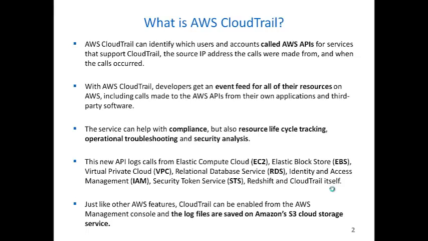This new API logs calls from the following services: Elastic Compute Cloud, Elastic Block Store, Virtual Private Cloud, Relational Database Service, Identity and Access Management, Security Token Services, Redshift, and CloudTrail. And just like other AWS features, CloudTrail can be enabled from the AWS Management Console, and the log files are saved on Amazon's S3 Cloud Storage Service.